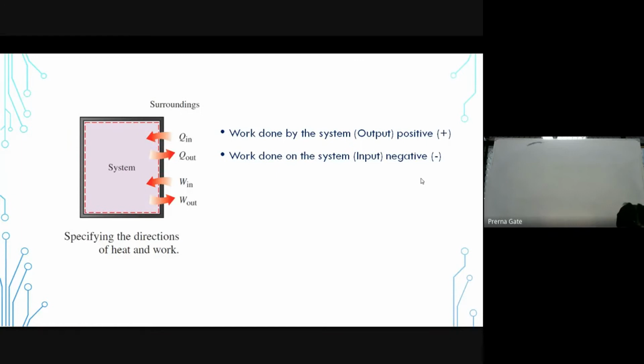Similarly, there is a sign convention for heat also. Heat input is positive and heat output is negative. If the system is giving some heat, then it is considered negative, and if the system is taking some heat, then it is considered positive. We will discuss heat interaction in the next lecture.